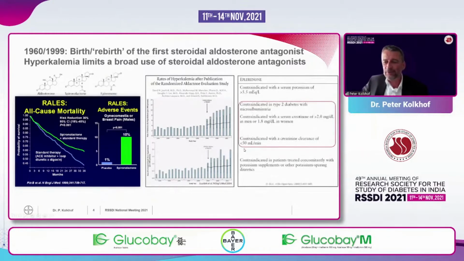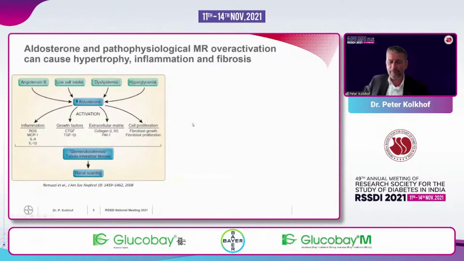And as you know, we have a second steroidal mineralocorticoid receptor antagonist as a successor of spironolactone, that is eplerenone. And eplerenone is even contraindicated in patients with type 2 diabetes and macroalbuminuria due to the fact that a lot of cases of hyperkalemia happened in a phase 2 trial with eplerenone in diabetic patients. So neither spironolactone nor eplerenone are indicated for the treatment of CKD.